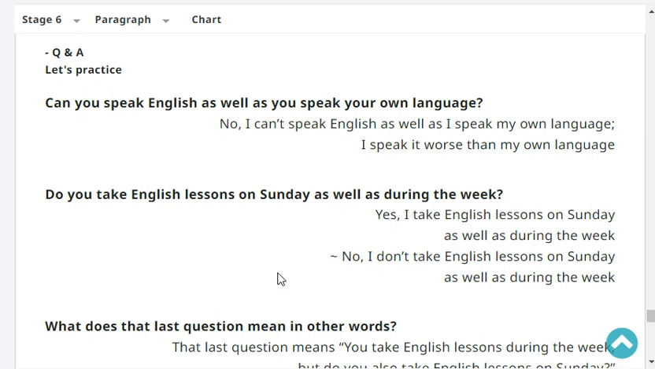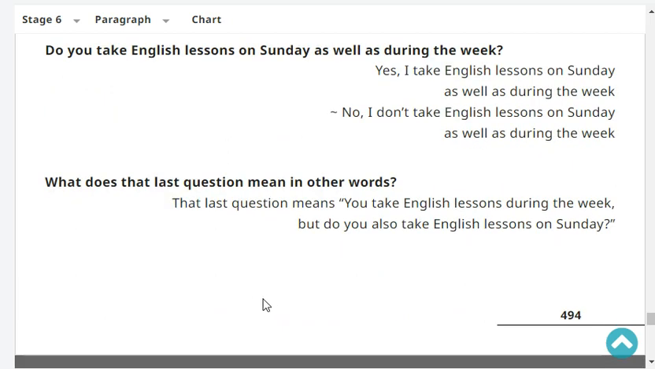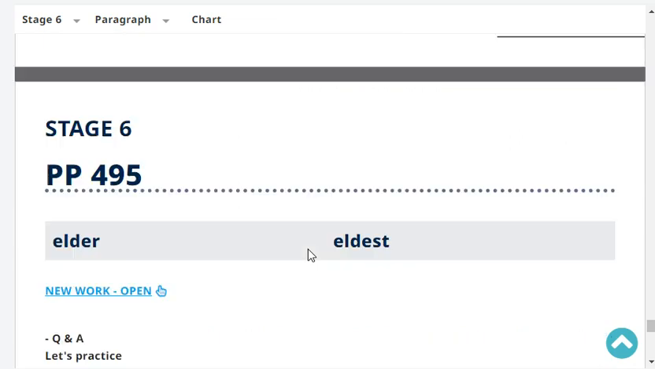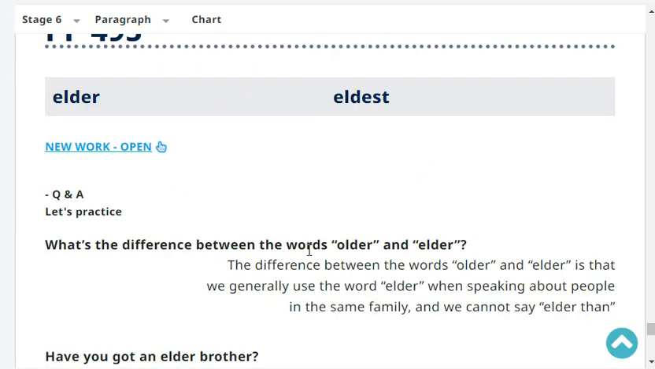Do you take English lessons on Sunday as well as during the week? Yes or no? Yes, I take English lessons on Sunday as well as during the week. Very good. What does that last question mean in other words? That question means you take English lessons during the week, but do you also take English lessons on Sunday? Very good.